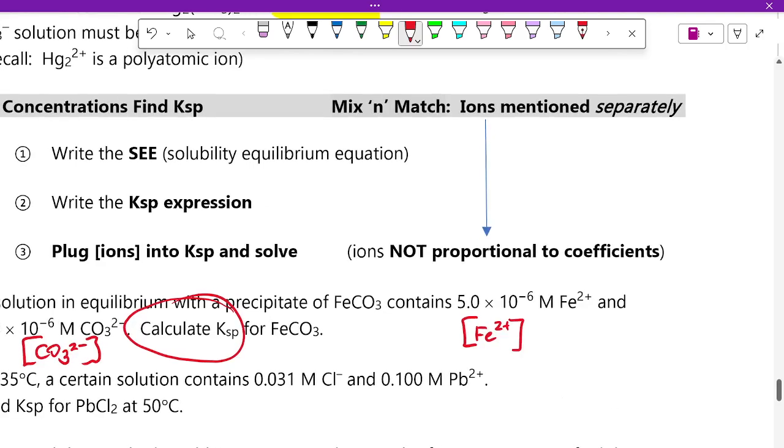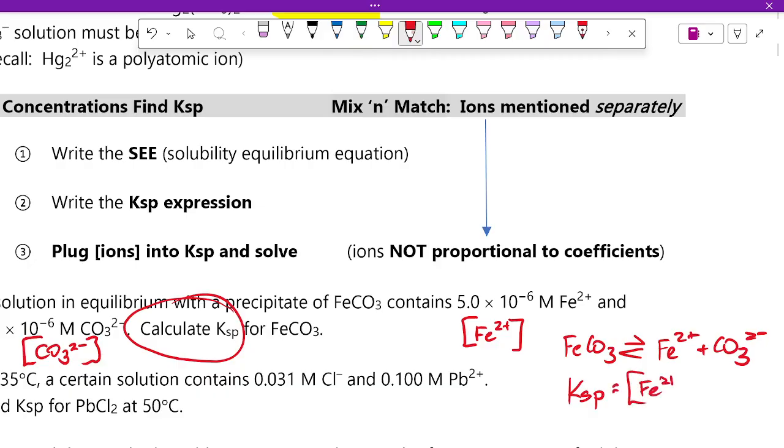Right? You would say, okay, I would write a C, FeCO3, Fe2 plus, CO3 2 minus. I would have my KSP is equal to the concentration of Fe2 plus times CO3 2 minus. And I can tell, because it says calculate KSP, that that's what it's going to be. I am given these concentrations. I don't need to find them, so just throw them in there. Yeah? And that's it.